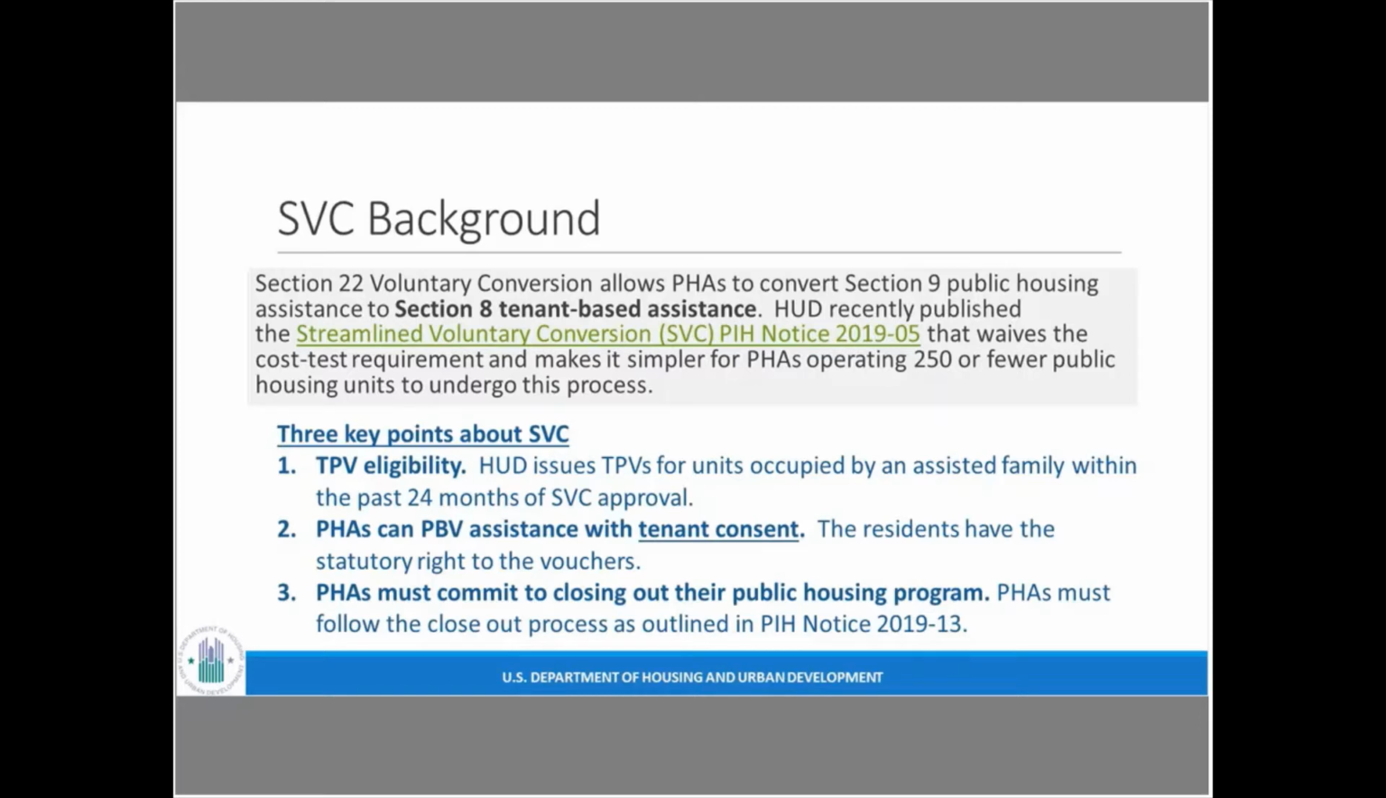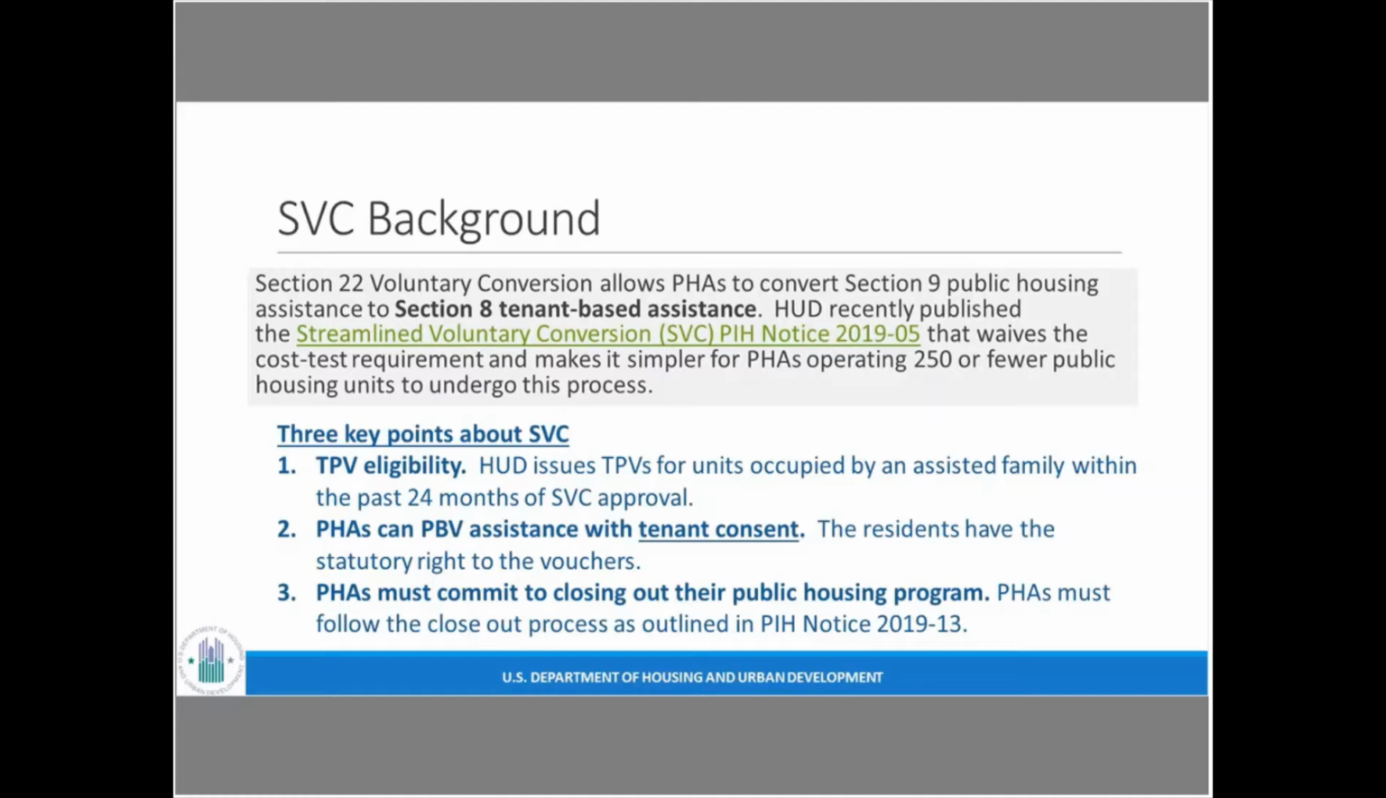That means that if you convert through Streamlined Voluntary Conversion, the housing authority may not redevelop units with any remaining Faircloth authority, right? You're saying to HUD, I'm getting out of public housing and I'm only going to operate a voucher program. There are things you can do with the Faircloth units that remain in your program.